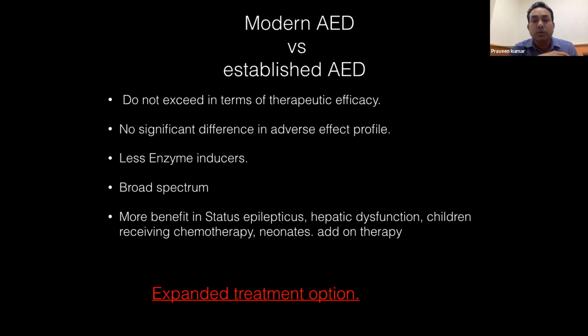That's why they are very useful, especially in cases where you have drug-drug interactions, like children with hematology problems or leukemia, where you can't put them on medication which affects their chemotherapy. In children who have status, you need some IV medications. In children who have refractory seizures, you need drugs with a different mechanism of action to combine together. So they are useful adjuncts, and they give us expanded treatment options to manage our epileptic patients.